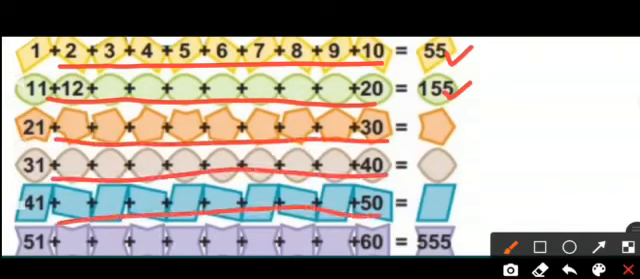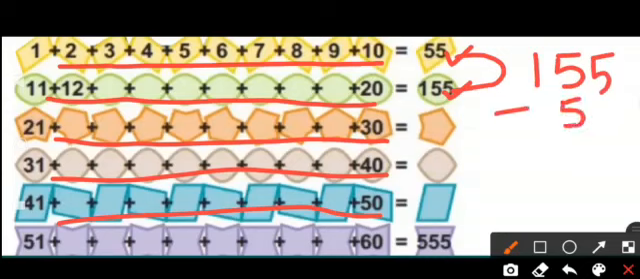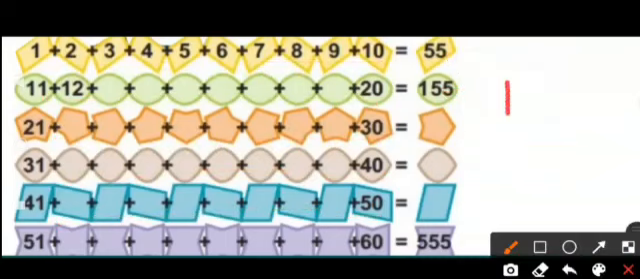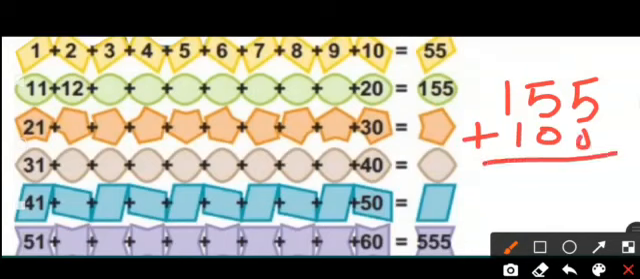First we have to find out the difference between these two numbers, that is 155 minus 55. Here we get 100. So at each step we have to add 100. Means the last step is 155 plus 100. So we will get the answer 255.